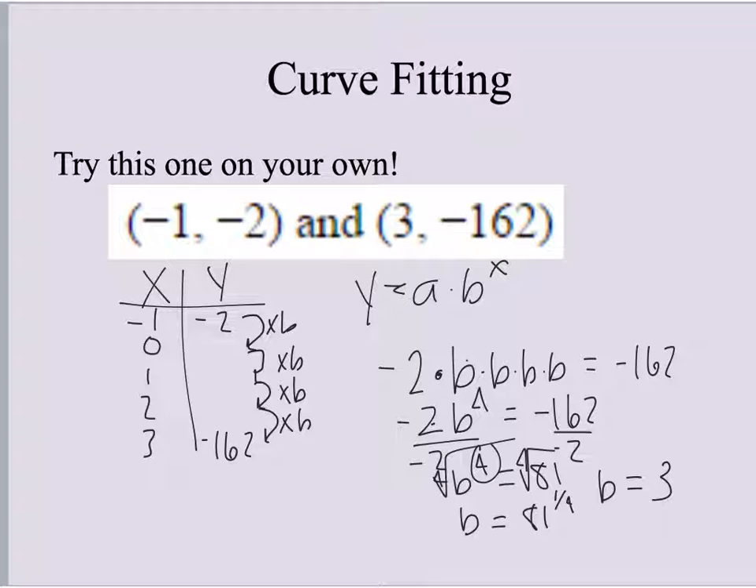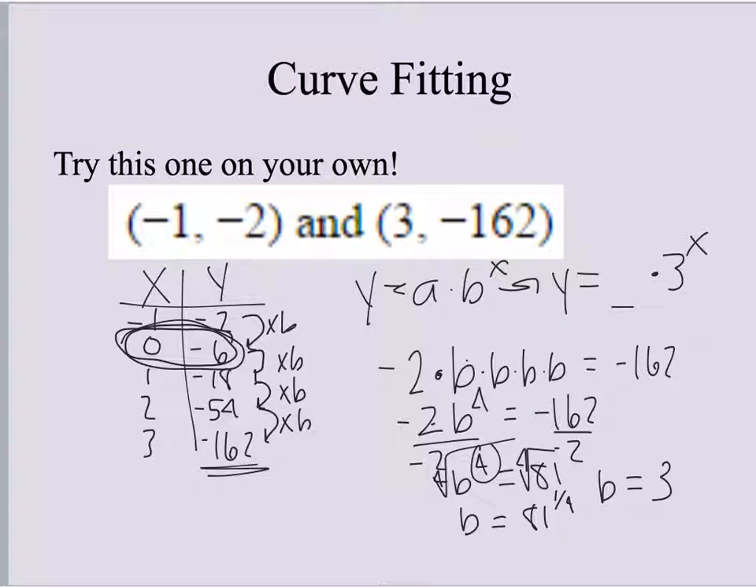So if you imagine, -2 times 3 is -6. -6 times 3 is -18. -18 times 3 is -54. And -54 times 3 is -162. So we know that it works. So y equals a, times 3 to the x. Remember a is going to be when x is 0. That's my initial value. So this is going to be -6 times 3 to the x.